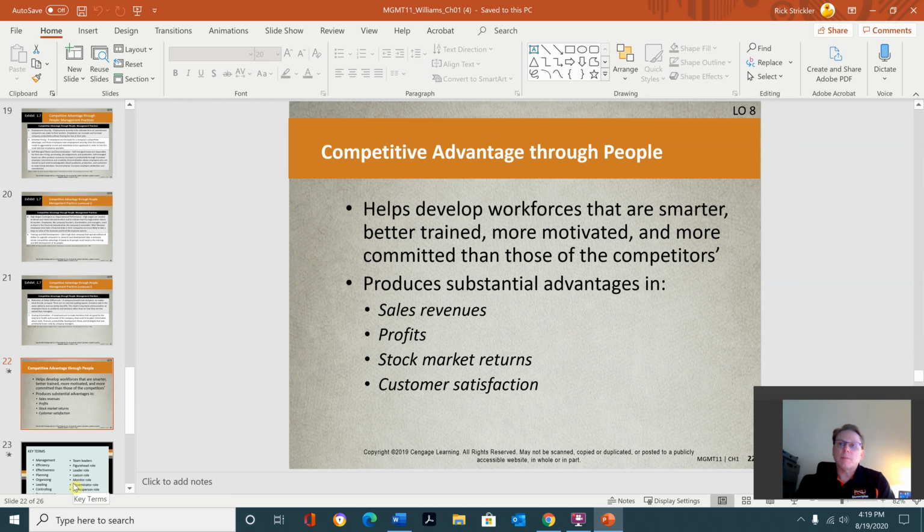Okay. So competitive advantage through people helps develop a workforce that is smarter, better trained, more motivated, and more committed than those of the competitors. Produce substantial advantages in sales revenue, profits, stock market returns, and customer satisfaction. In our knowledge-based society, it's really the people that are your competitive advantage. So if you have recruiters that have been there forever, say if you're a university, they have great connections throughout all the high schools in their area.